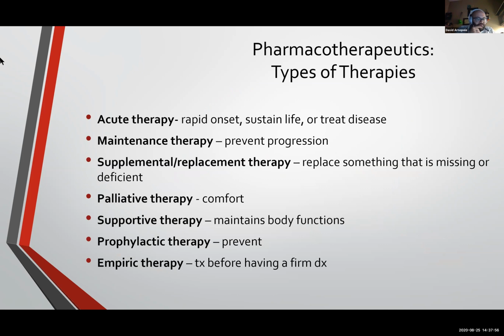So this is just the types of therapy. These are just definitions you'll need to understand as you go through it. Acute is rapid, life-sustaining. Maintenance therapy is just preventative progression. Supplemental, this would be like electrolytes and blood. Palliative care or hospice for comfort. Supportive therapy can be oxygen or yogurt. Prophylactic therapy, immunizations and blood thinners to prevent problems. And empiric therapy would be like giving a broad spectrum antibiotic before we know the actual antibiotic that's necessary to target the infection. Again, this is just a definition slide. Have an idea of what these terms mean.